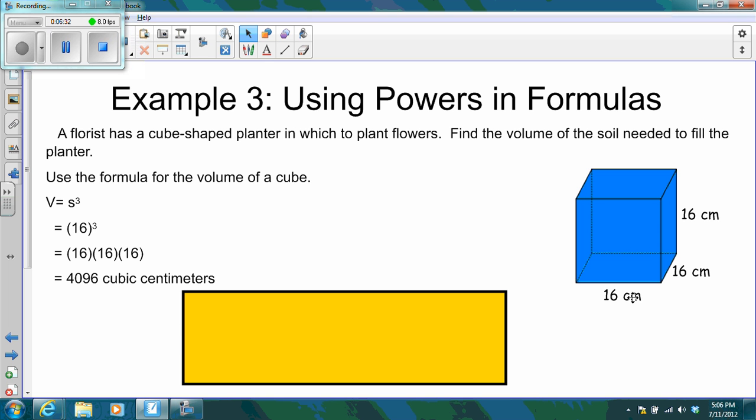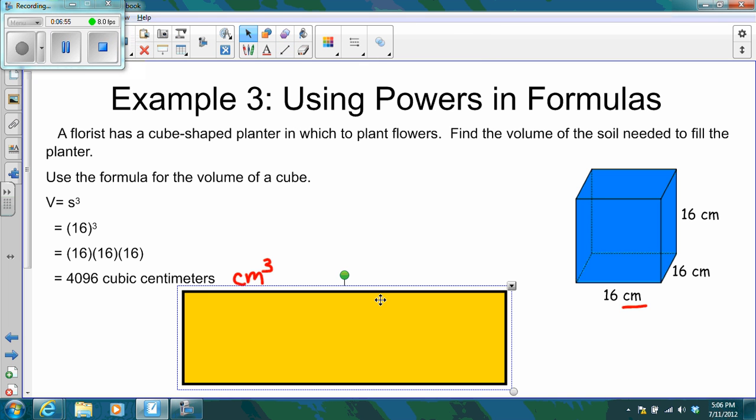And in this case, because we have the units here, and units are very important in math so we know what we're measuring, we have centimeters. So the units are now going to be cubic centimeters. So this can either be written out or written as centimeters cubed. Because the units are cubed as well, not just the number.